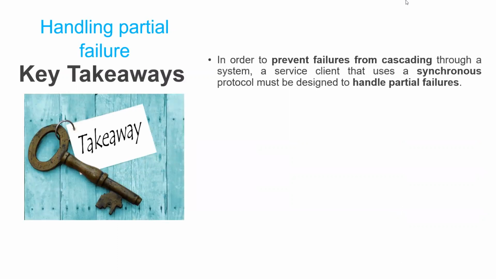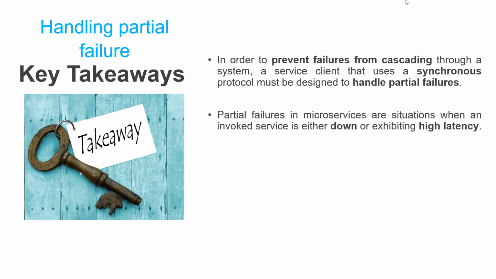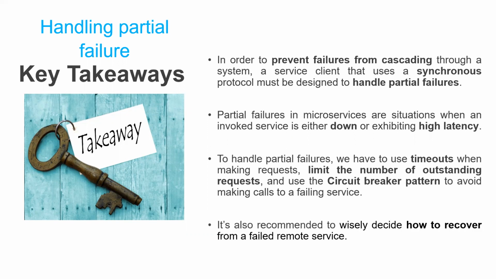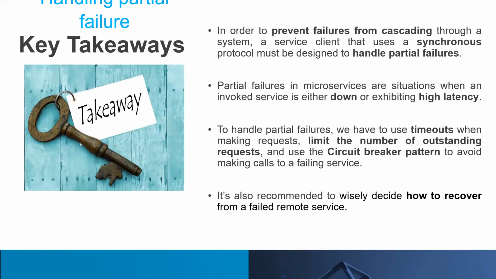To sum up, here are the main ideas you have to keep in mind. In order to prevent failures from cascading through a system, a service client that uses a synchronous protocol must be designed to handle partial failures. Partial failures in microservices are situations when an invoked service is either down or exhibiting a high latency. To handle partial failures, we have to use timeouts when making requests, limit the number of outstanding requests, and use the circuit breaker pattern to avoid making calls to a failing service. It's also recommended to wisely decide how to recover from a failed remote service.